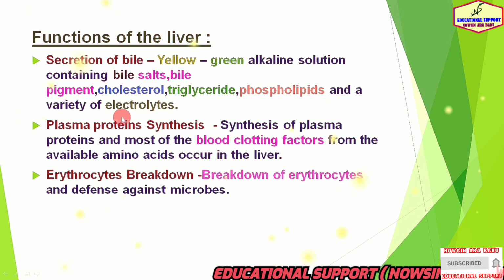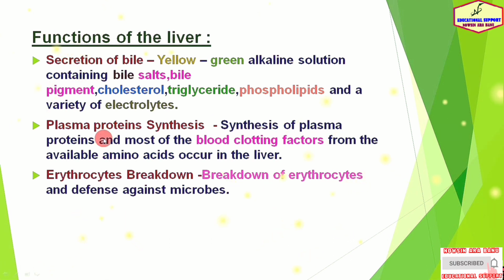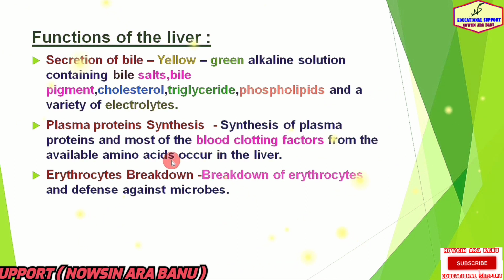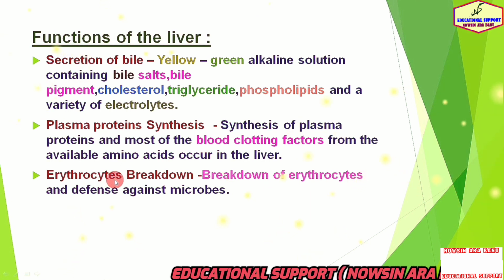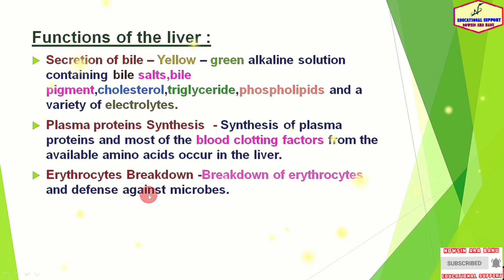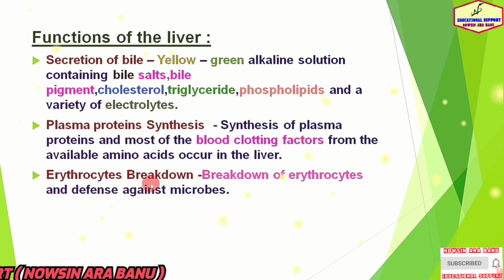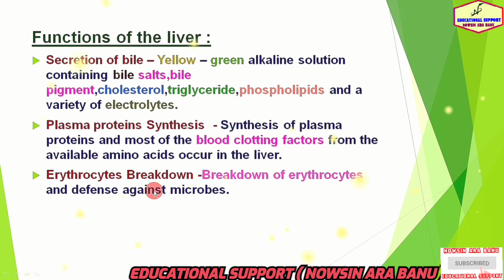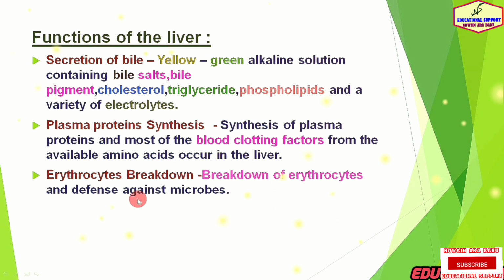Next is plasma protein synthesis. The synthesis of plasma protein and most of the blood clotting factors from the available amino acids occurs in the liver. Number 3 is erythrocyte breakdown. Erythrocyte breakdown and defense against microbes are carried out by phagocytic Kupffer cells in the sinusoids. The function of Kupffer cells is to ingest and destroy any foreign particles present in the blood flowing through the liver.